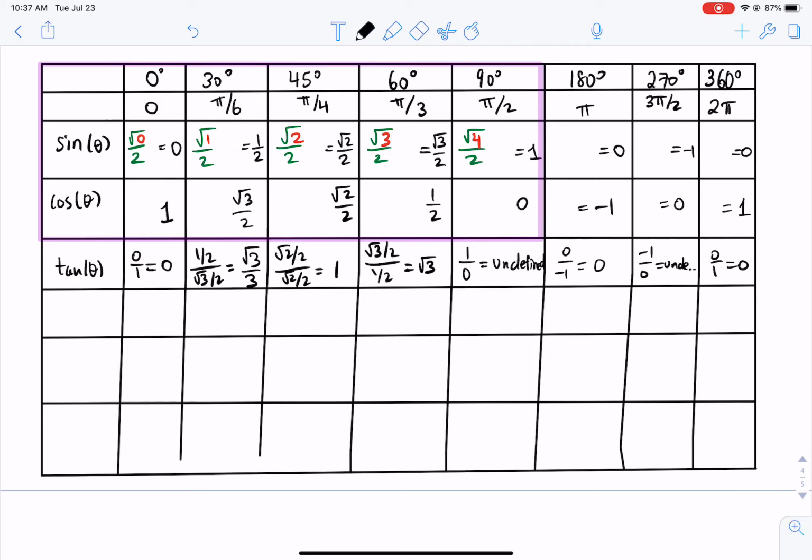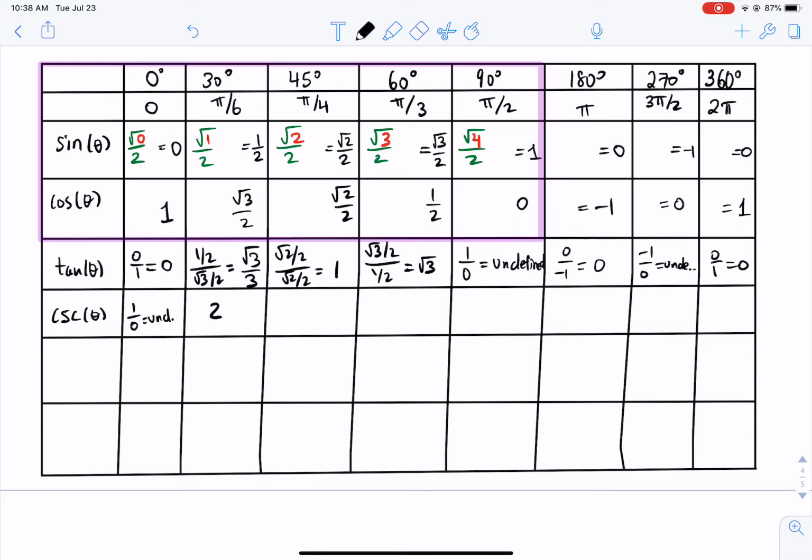Let's start with cosecant. Cosecant is defined as the reciprocal of sine. So it will be whatever sine is, but the reciprocal of it. So the first one is 0. So what do you think cosecant is going to be? 0. No, the reciprocal. Undefined. So 1 over 0, which is undefined. What about cosecant of 30 degrees? 2 over 1, so this is going to be 2.